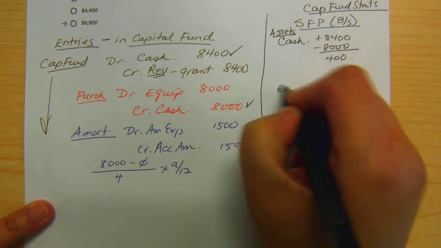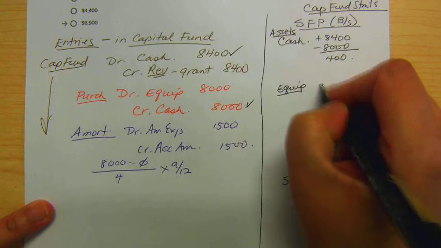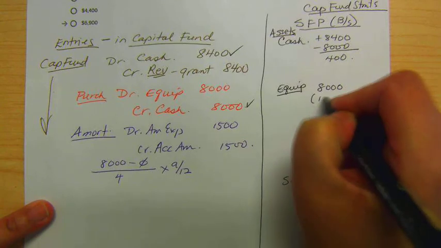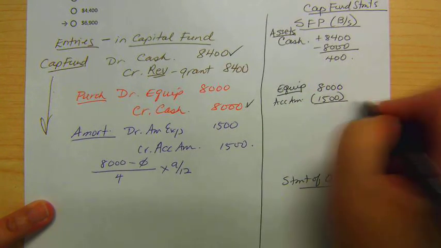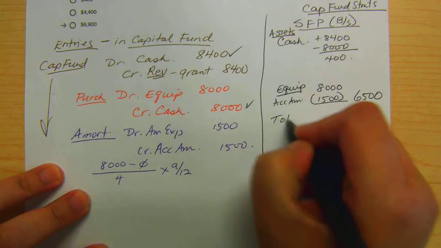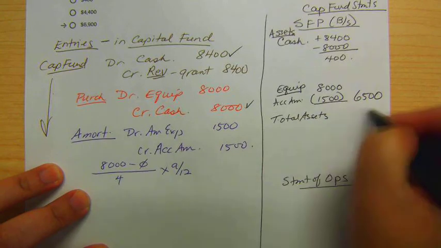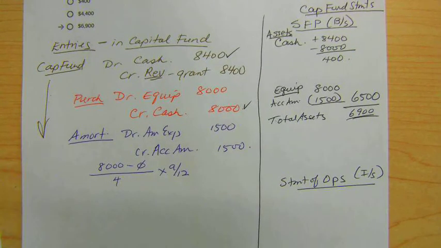Okay, then we've got equipment. And what's special about equipment is we amortized it. So we've got the 8,000 minus the 1,500 of accumulated amortization, which leaves us with 6,500. And as you can see, I don't care about the columns because I wasn't consistent. Thus, total assets of 6,900. Questions?